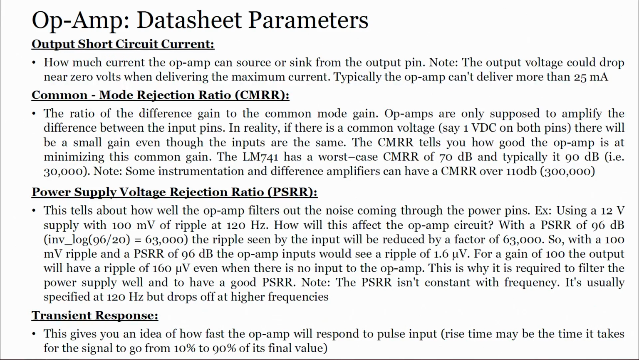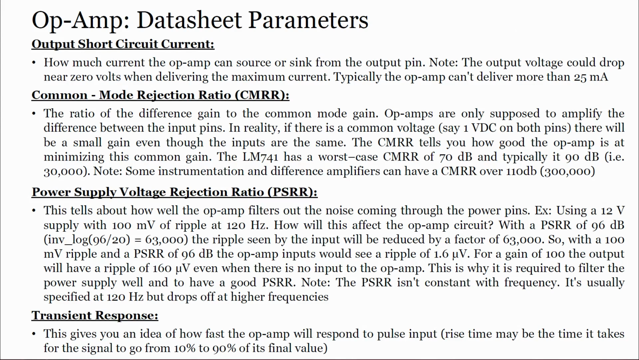Then there is the output short circuit current. What is that? How much current the output can source or sink from the output pin is the output short circuit current, right. The output voltage will drop near 0 volts when delivering the maximum current. Typically, the op amp cannot deliver more than 25 milliamperes.